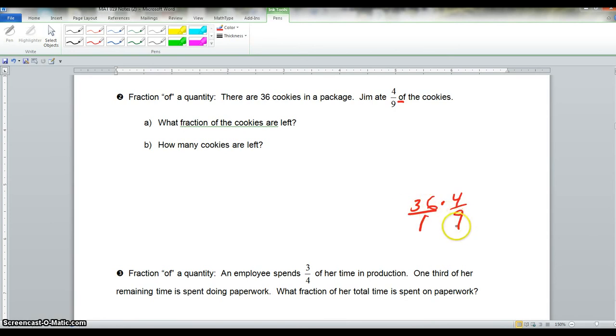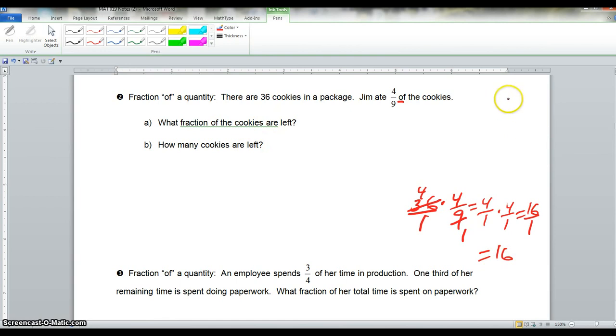9 and 36 both have 9 in common. 9 goes into 9 once, and 9 goes into 36 4 times. So we would end up with 4 over 1 times 4 over 1, which would be 16 over 1, which is just 16. Now, this 16 represents the amount of cookies that Jim ate. So Jim ate 16 cookies.